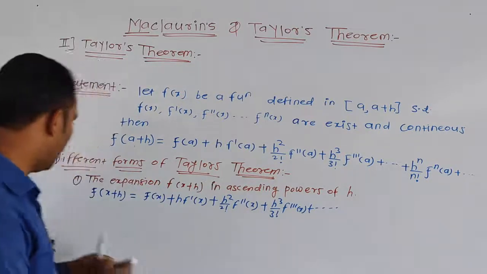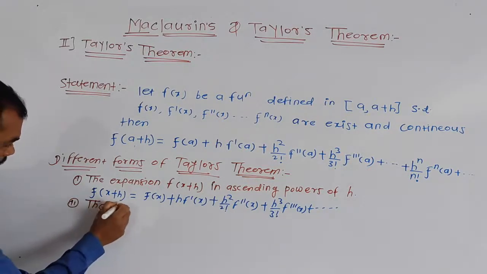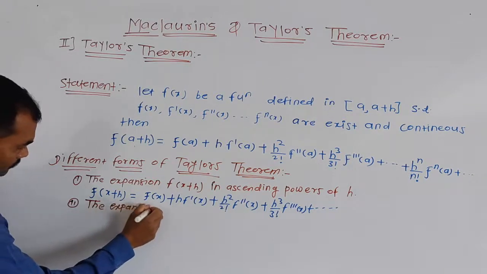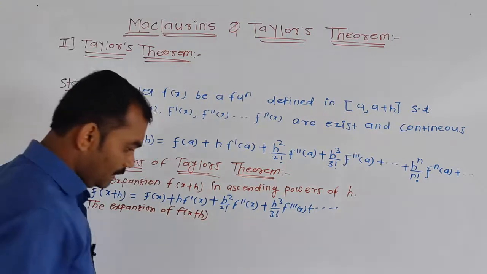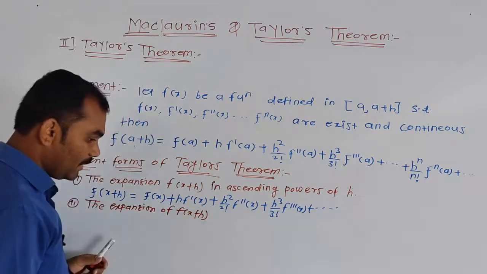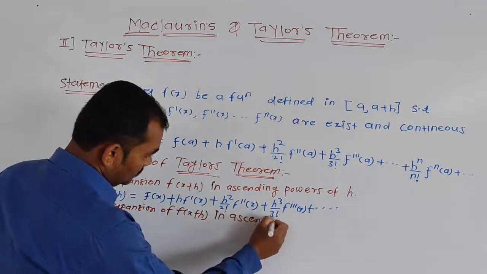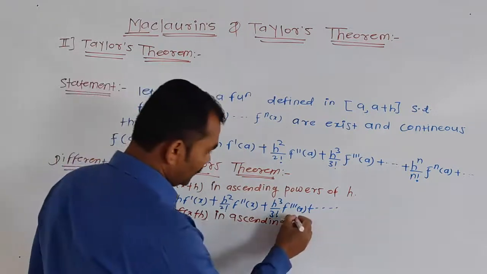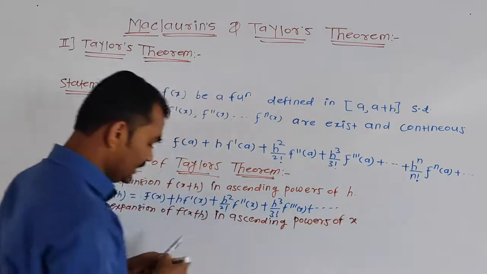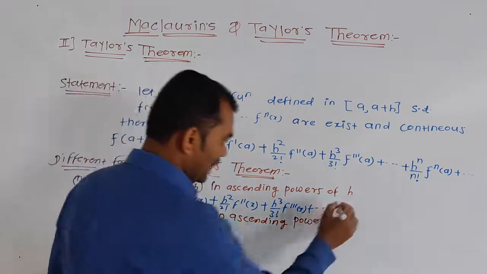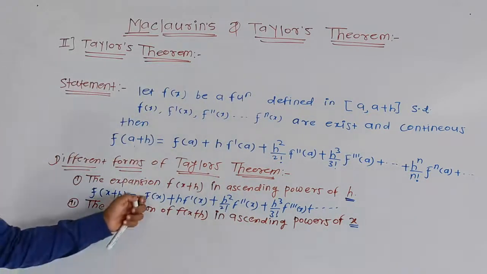Now the second form, the expansion of f of x plus h in ascending powers of x. This is the difference: here it is h and here it is x. So here we have to replace only x by h.